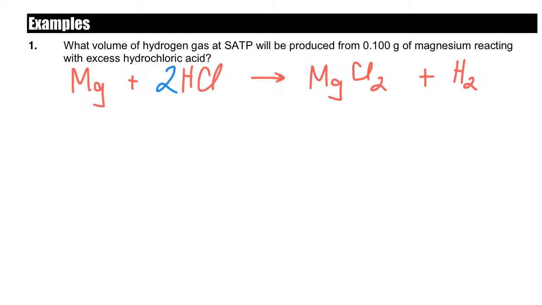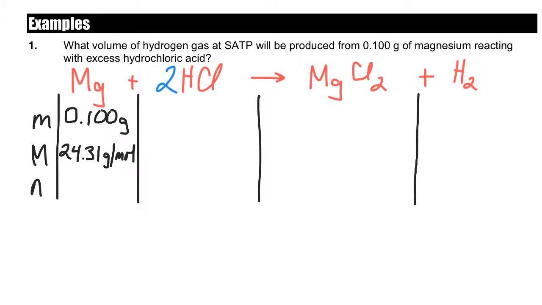Okay, now I look through the question and I find out what are the amounts given. Well, I have a mass of magnesium. So I'm going to set up my stoichiometry grid involving mass. I know the mass of magnesium. I can look up its molar mass, and now I can calculate the number of moles of magnesium. Mass divided by molar mass, which gives me 0.00411 moles of magnesium.